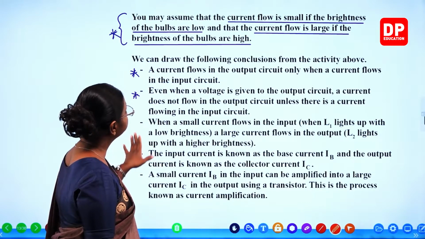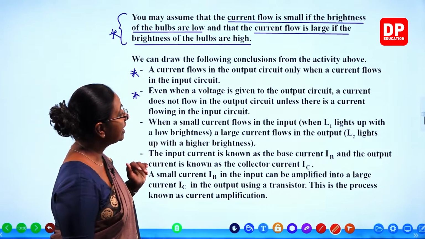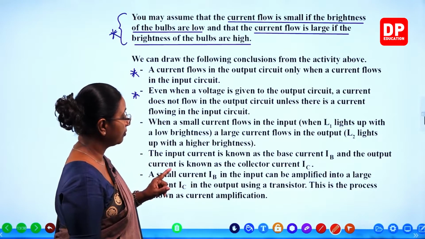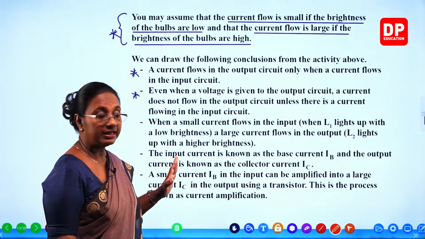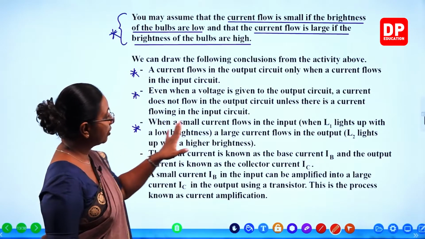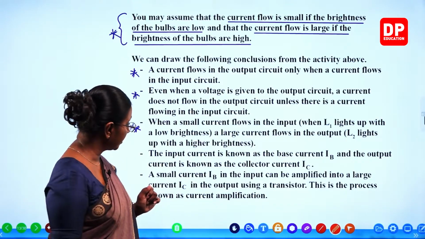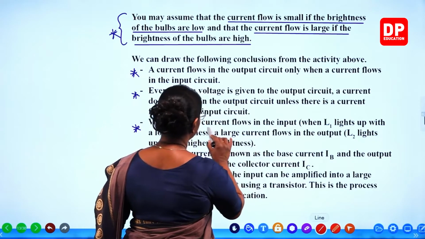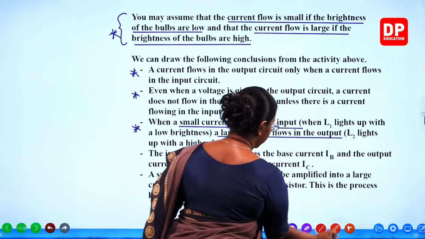Then the third point. When a small current flows in the input, that is when L1 lights up with a low brightness, a large current flows in the output. That is, L2 lights up with a higher current. Is that clear? This is also very important, what we discussed before. L1 lights up with low brightness, that means less current is flowing in the input circuit and a large current flows in the output. That is the conclusion that we got.